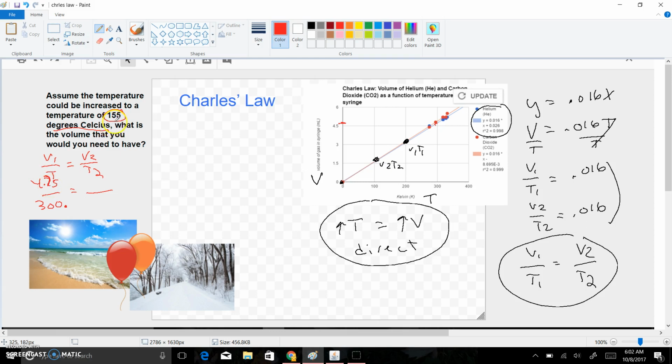And I want to know what happens at 155 degrees Celsius. Now notice that this is in Kelvin, so we have to convert everything to Kelvin from the start. So I'm going to take 155 Celsius plus 273. To convert from Celsius into Kelvin, you've got to add 273, technically 273.15. And I'm going to find V2.